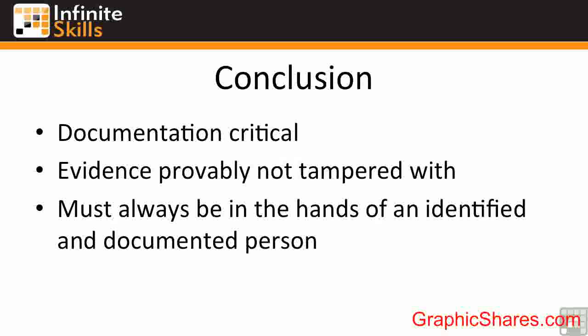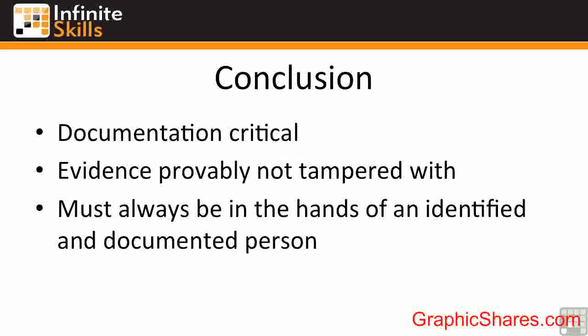So in conclusion, documentation is critical. You must have the chain of custody documentation complete and accurate. Evidence should be provably not tampered with, so you should have a way to secure the evidence when it's not being worked on, and it should always be in your sight and in your possession when it is being worked on, and I don't mean specifically in your hands, it must be in your possession somehow, whether you're working on it or whether you've got it secured somewhere. It must be in the hands of an identified and documented person. That excludes people who are not documented.